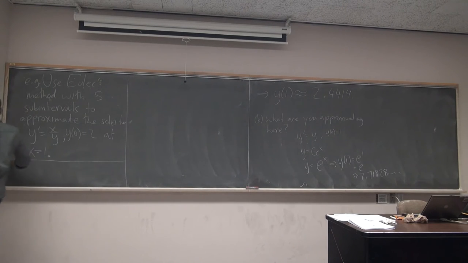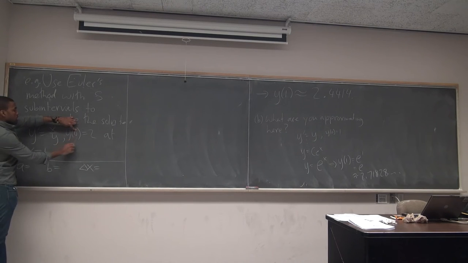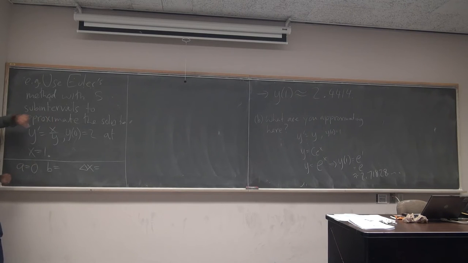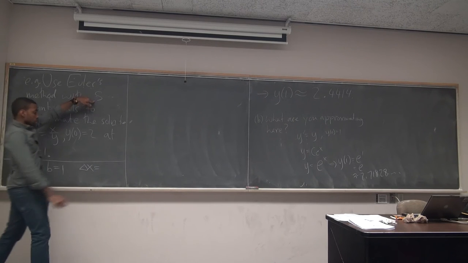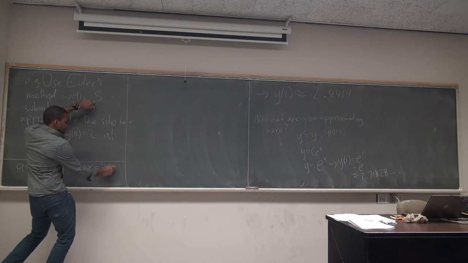Okay, preliminaries. What's your A? What's B? What's delta x? A is 0. A is always the initial x value. So A is 0. What's my B? It's 1. Remember, A, B is the interval. They're both x values: initial x value, final x value. I want to approximate it at 1. How do I find my delta x? It's 1 minus 0 divided by 5. I want 5 subintervals, so N is 5, and delta x is 0.2.